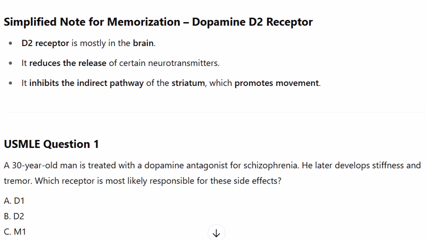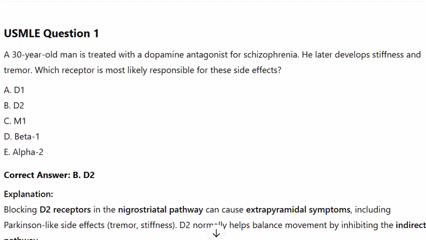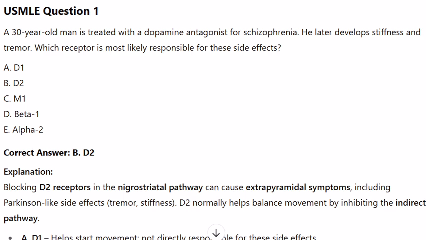USMLE Question 1. A 30-year-old man is treated with a dopamine antagonist for schizophrenia. He later developed stiffness and tremor. Which receptor is most likely responsible for these side effects? A, D1. B, D2. C, M1. D, beta 1. E, alpha 2.